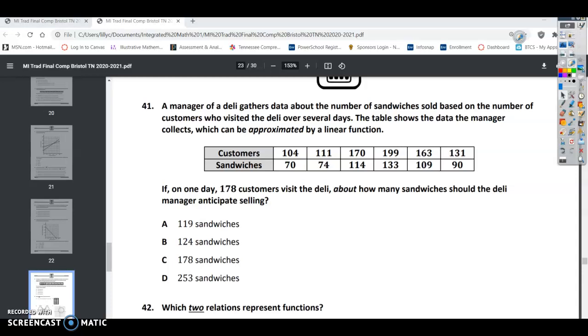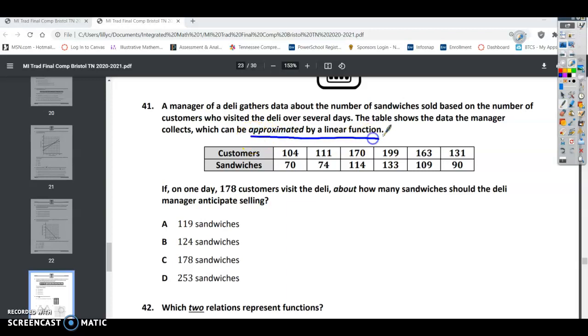Math 1, final benchmark, number 41. A manager of a deli gathers data about the number of sandwiches sold based on the number of customers who visit the deli over several days. The table shows the data the manager collects, which can be approximated by a linear function.